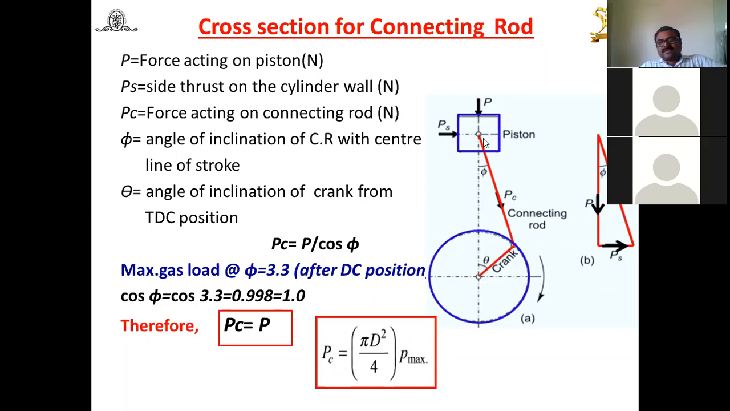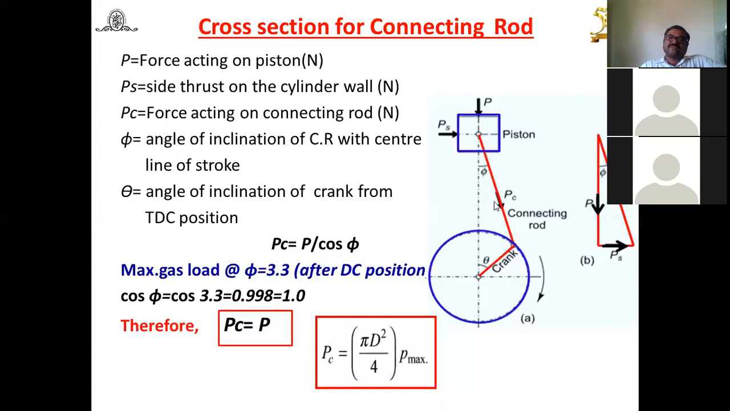Now look at the diagram here. This is PC and this force is P, which makes an angle of phi. So we can find that PC is equal to P upon cos phi. Try to understand. This is PC, this force P is along the center line, and this is phi. So you will get PC equal to P upon cos phi.